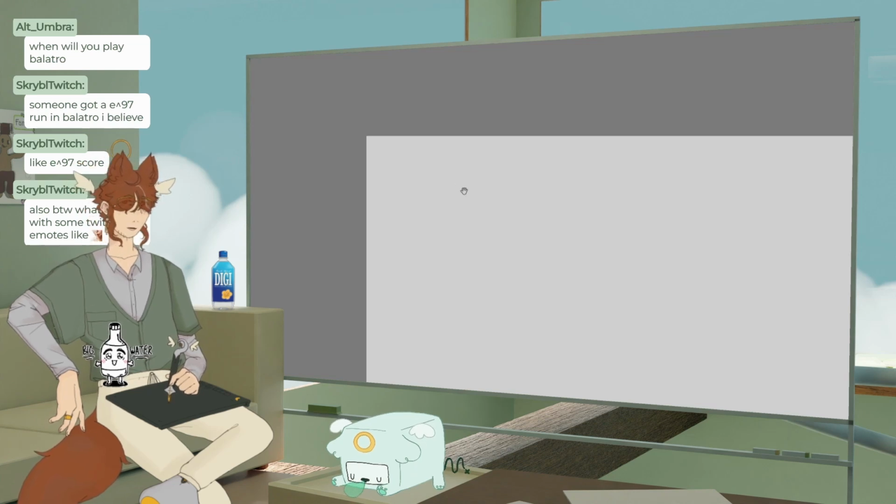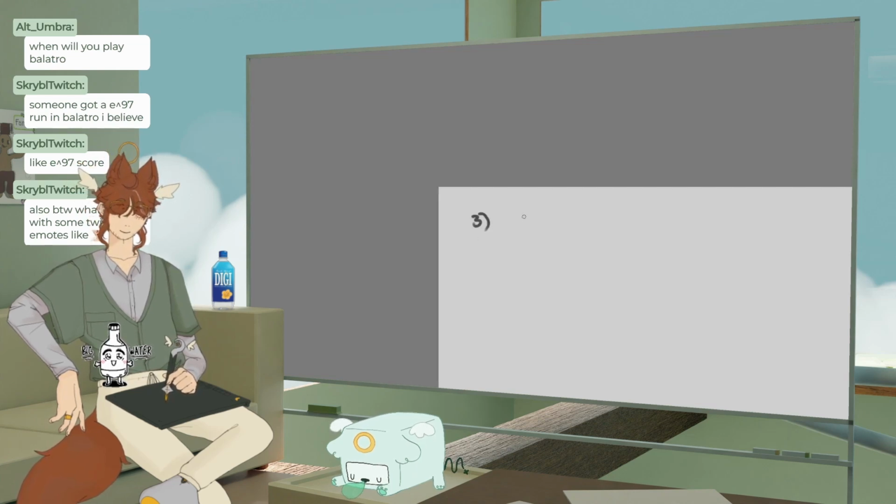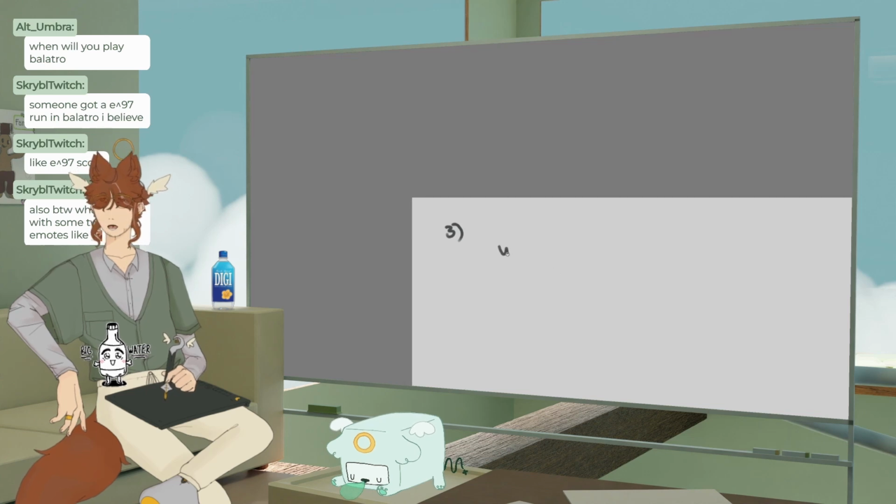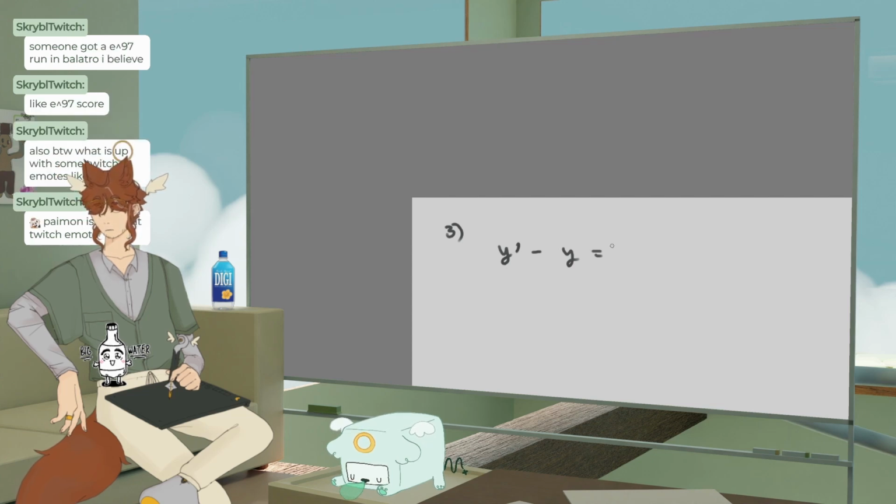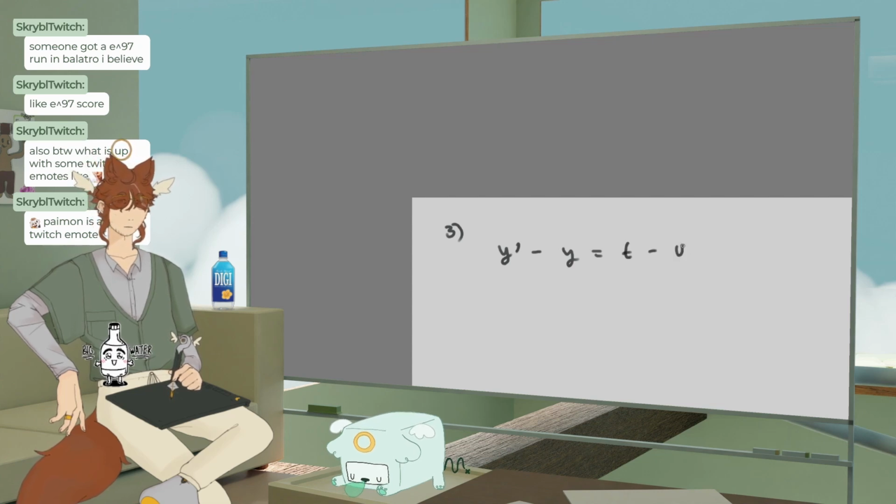Ooh, solve the initial value problem. y prime minus y equals, I'm just gonna put this as a piecewise function right now. Okay, so we have t, and then at 1, so we have unit of 1, t, times t.